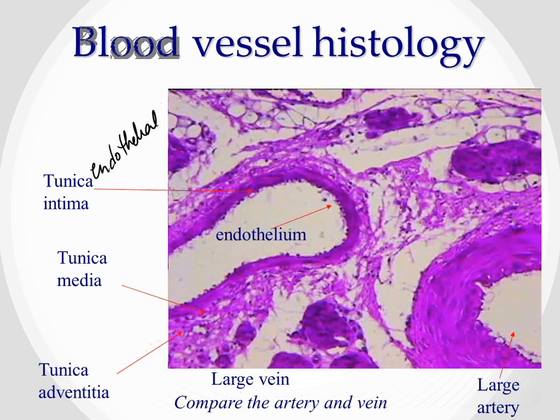The middle layer is known as tunica media. So this middle layer is tunica media. Here you can see it is much thicker in an artery. Tunica media is much thicker in an artery compared to a vein because an artery has to contract more forcefully.